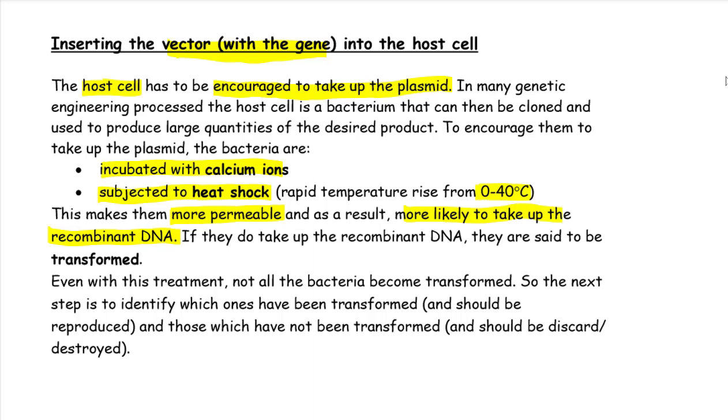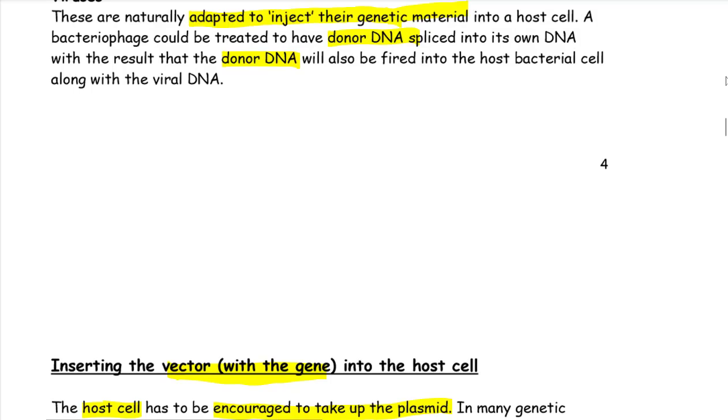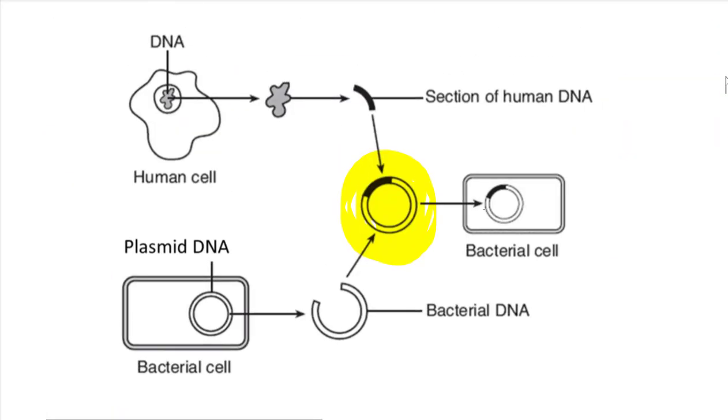If they do take up the recombinant DNA, they are said to be transformed. Now, even though this treatment usually works quite well, not all of the bacteria will be transformed. So the next step that we've got to do is work out which ones are transformed and should be reproduced, and those which have not been transformed and so should be destroyed or discarded. So just to recap on that, we have taken the human cell with the DNA, we've isolated it.